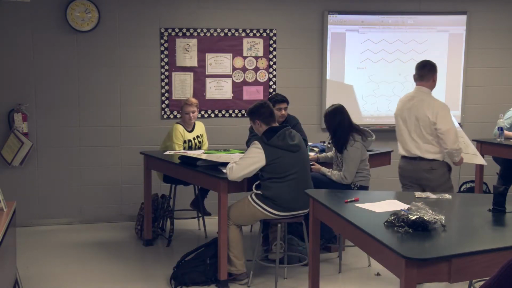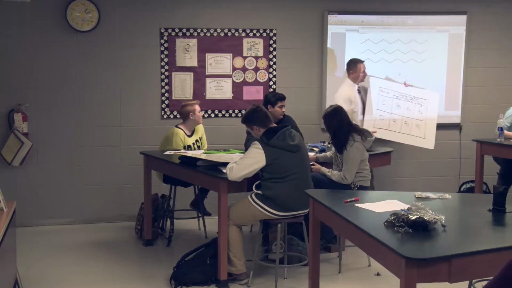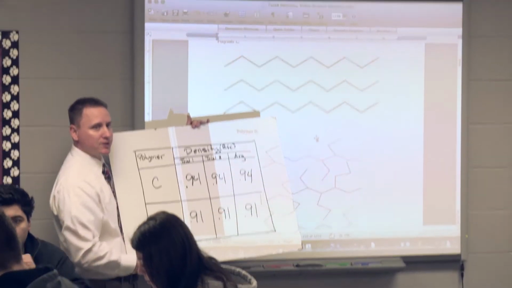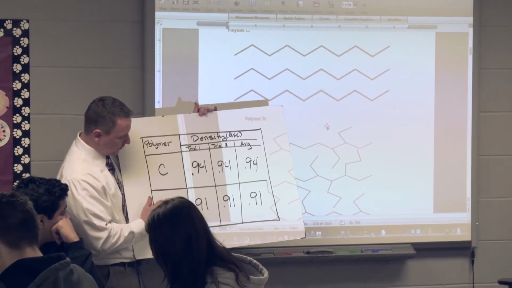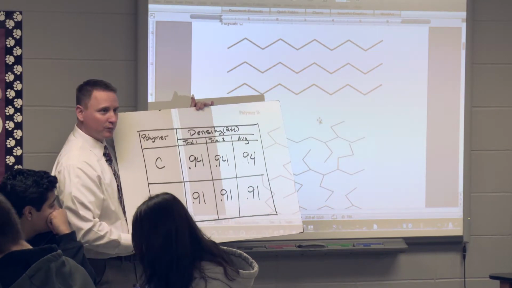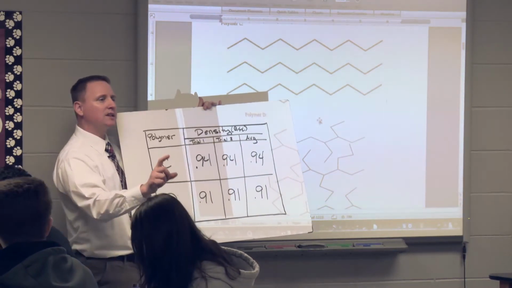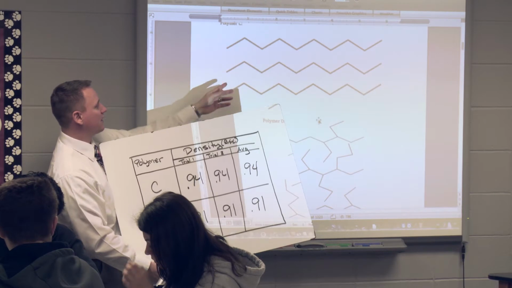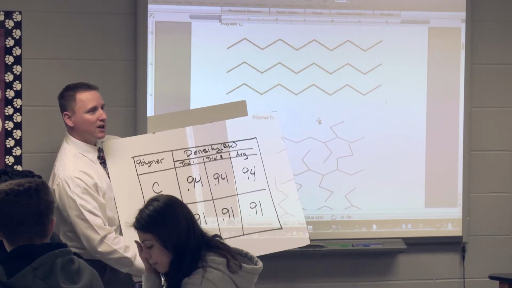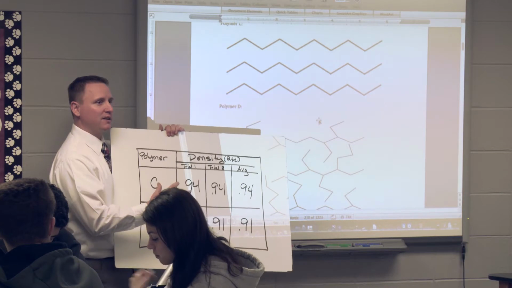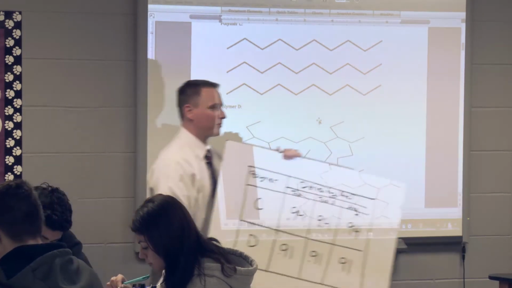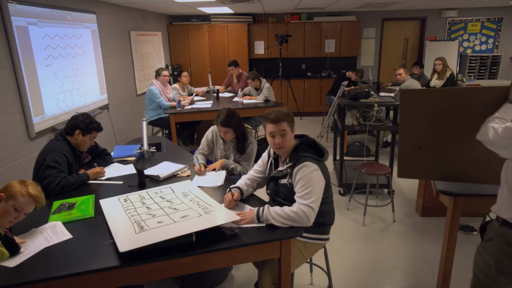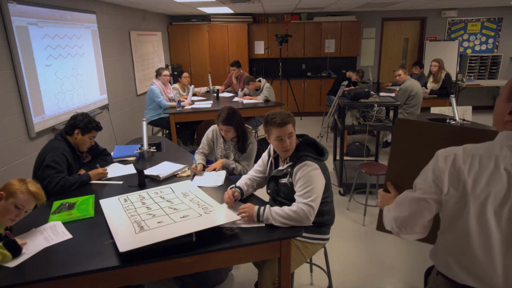Now here's my data. Polymer C has a density of 0.94. I did 2 trials and averaged it. Polymer D has a density of 0.91. In that second box, make a claim. What I identified was side chains. How do side chains affect the density of the polymers? Go ahead and make that claim.